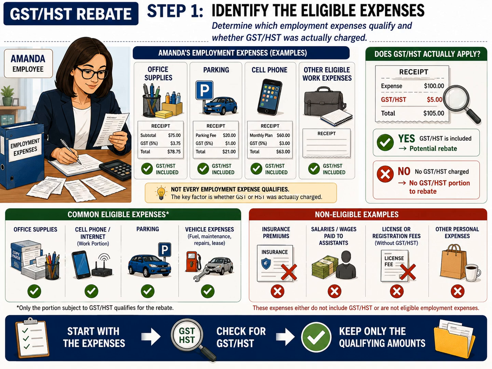GST/HST portion to claim. There are also expenses that generally do not qualify. Examples include insurance premiums where GST or HST is not charged, salaries or wages paid to assistants, and certain license or registration fees that do not include GST or HST. So, as a tax preparer, don't simply collect every expense and assume it qualifies. Review each category separately and determine whether GST or HST was actually paid.